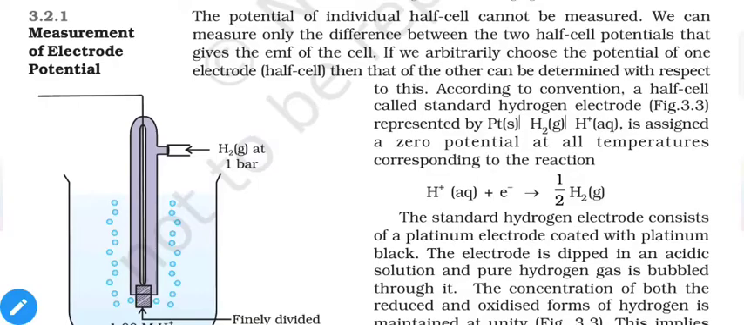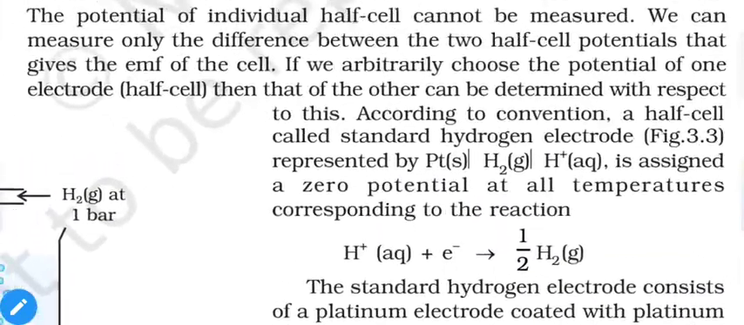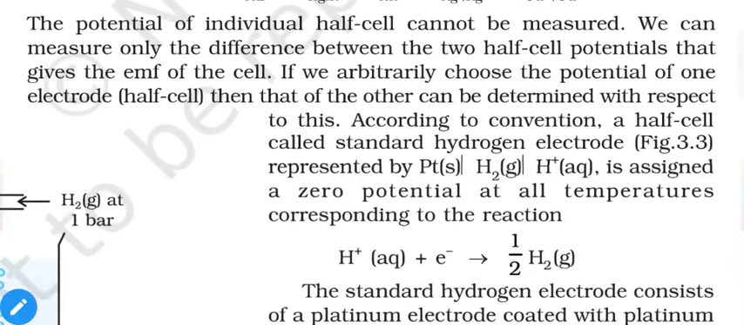So let us discuss the measurement of electrode potential. The potential of an individual half cell cannot be measured. We can measure only the difference between two half cell potentials, which gives the EMF of the cell, that means the cell potential. If we arbitrarily choose the potential of one electrode, that means randomly choose the potential of one electrode or half cell, then that of the other can be determined with respect to this.